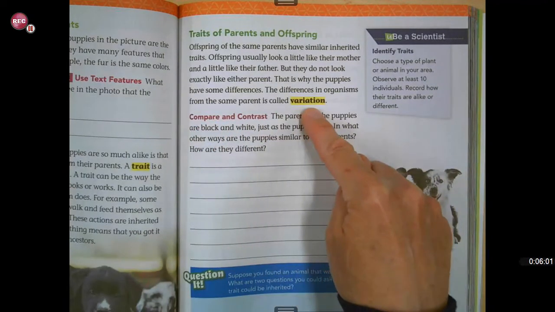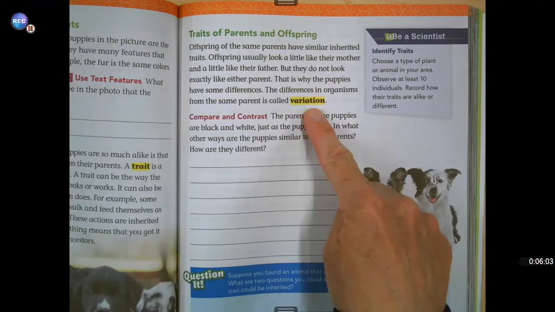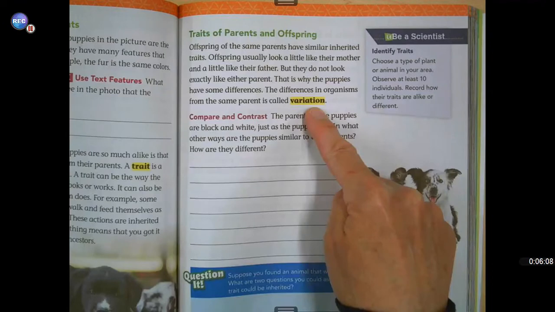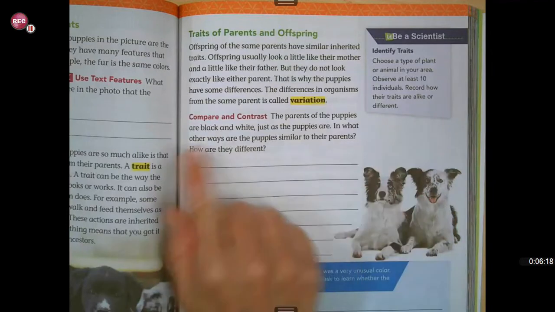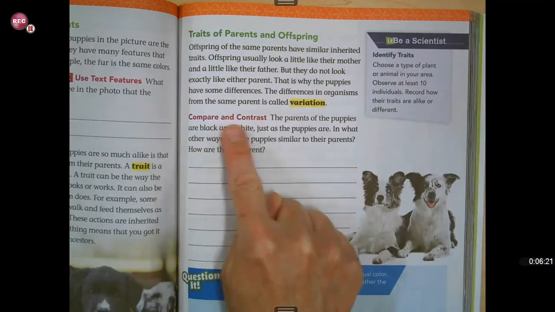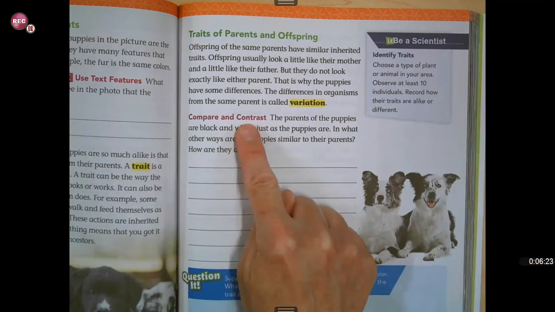So a way to think about this, if you have brothers or sisters that came from both the same mom and the same dad, or if you know people that have come from the same mom and the same dad, they look similar to the mother and similar to the father, but not exactly the same. Okay, so compare and contrast. This is what we are also working on during reading.